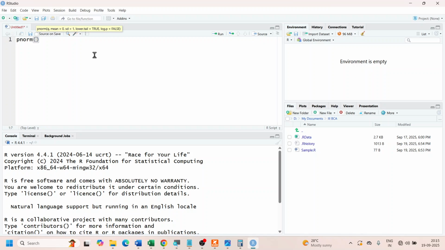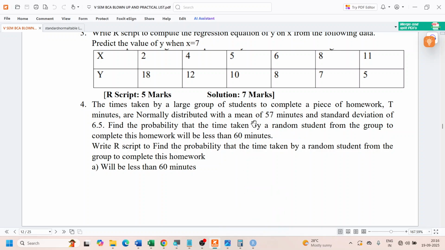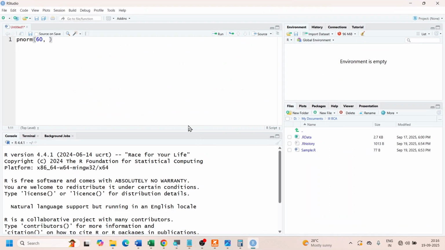And what is the first thing? First we are supposed to give the value for which we want to calculate, that is less than 60 minutes. And the next one is the mean and standard deviation. If you look, the mean is 57 minutes and the standard deviation is 6.5 minutes. So I'm going to write that: mean is 57 and the standard deviation sd equal to 6.5, just so that I get the correct answer.